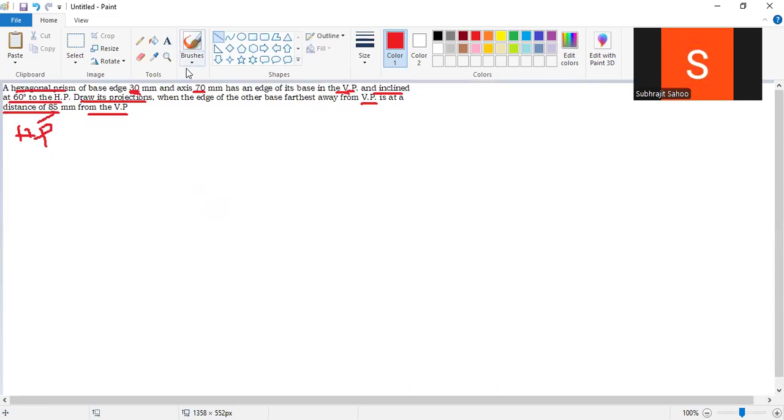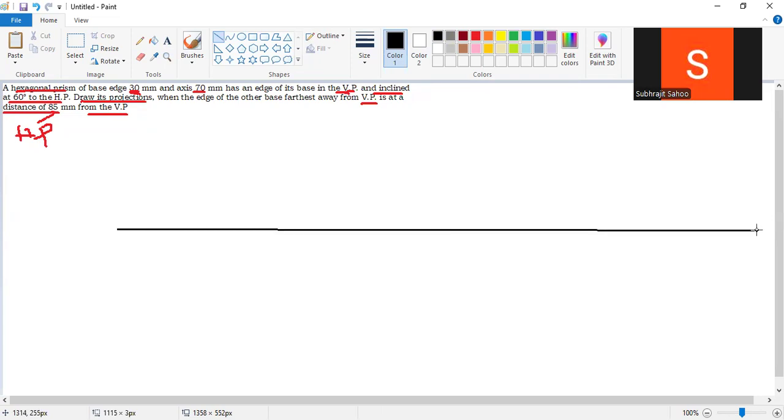Observe. What I will do, I will draw the reference line first. I draw the reference line here. Next, first do I draw the top view or the front view? Observe. Given the edge of its base in the VP. VP means first you have to draw the front view in this question. I'm drawing the front view here.